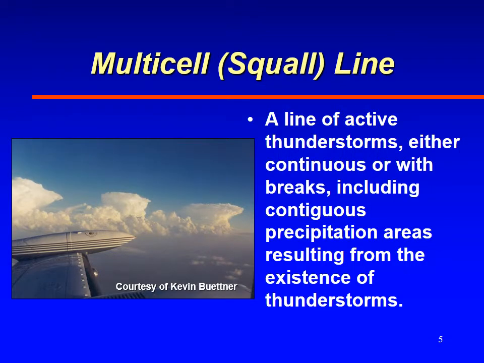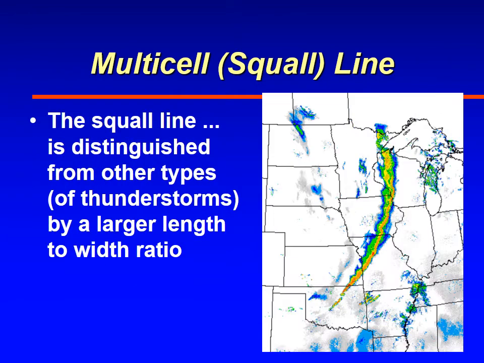And here's the strict definition of multi-cell line storm. It's a line of active thunderstorms. It could be continuous, might have some breaks, but you'll also have areas of contiguous precipitation that are a result of thunderstorms. So the difference between multi-cell line and multi-cell clusters is that a multi-cell line is in a line. It has a larger length to width ratio, so it's very long and very narrow.